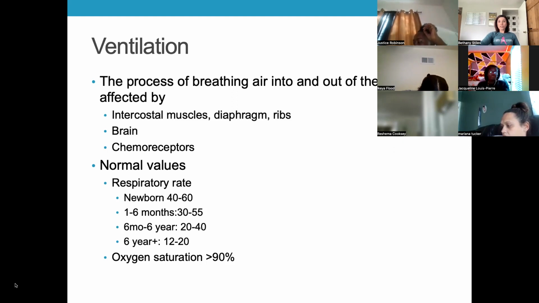So if we provide too much supplemental oxygen, we can end up causing them to have a decreased respiratory effort because their body is used to having so much more carbon dioxide in it.